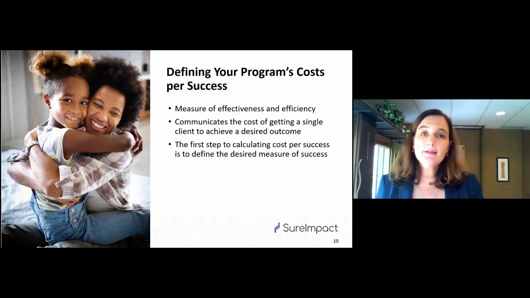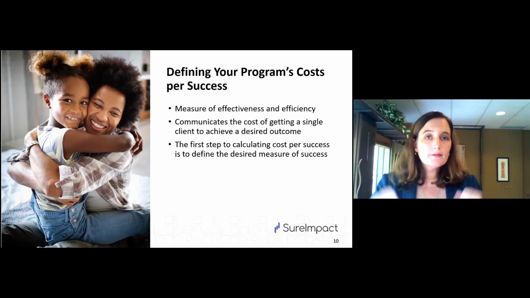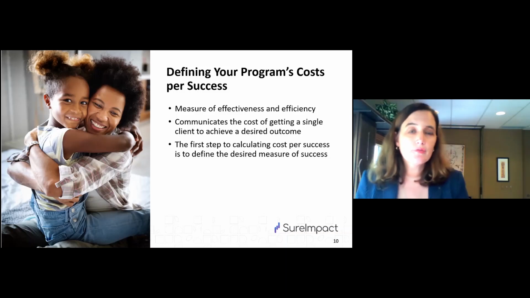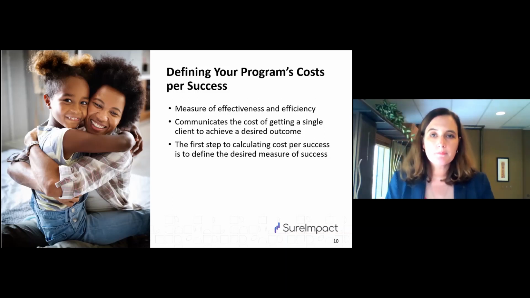But instead, if you can start to communicate your cost per success, people now know what they're buying. They know, great, $2,000 gets me one successful family. Okay, I want to do that. Here's my check. Here's my $2,000 check.